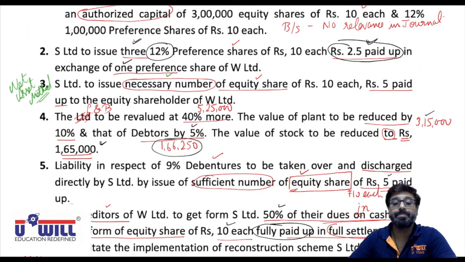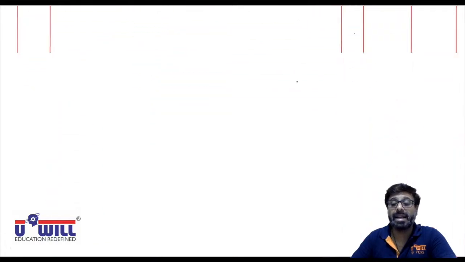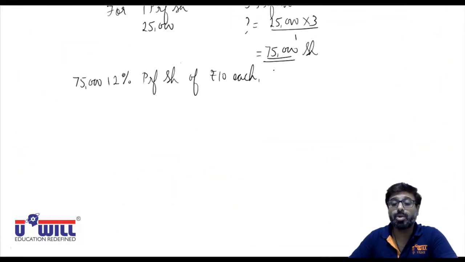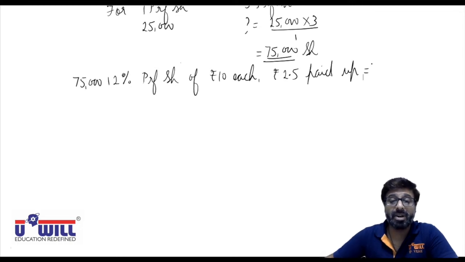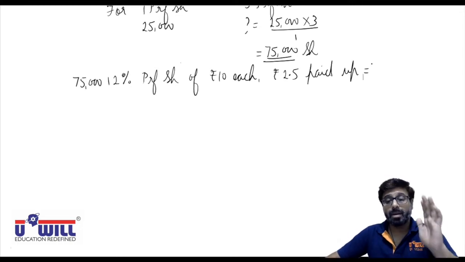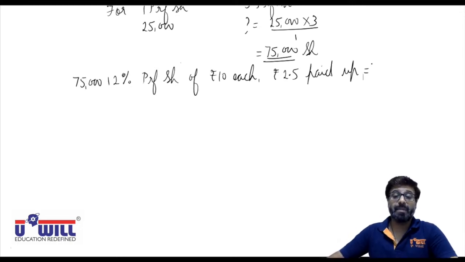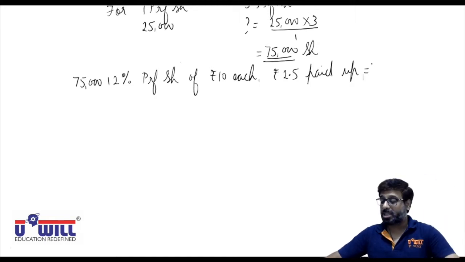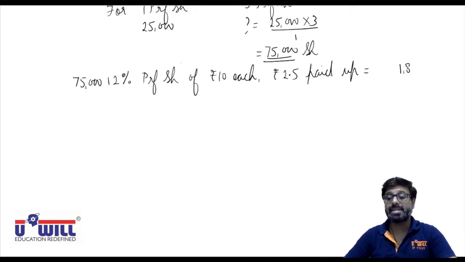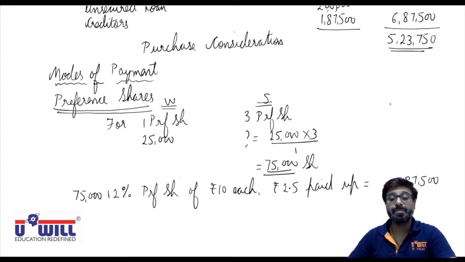2.5 paid up means 7.5 will again be collected from them in future. So rupees 2.5 paid up means we will multiply with the 2.5 value. I repeat, 7.5 is not a discount here, but the paid up value is only 2.5, meaning 7.5 will be collected from the shareholders in future. So 75,000 into 2.5, 1,87,500 is the value of preference shares we will give them.